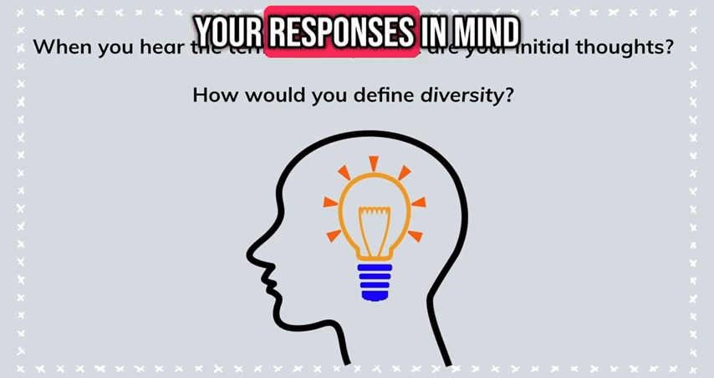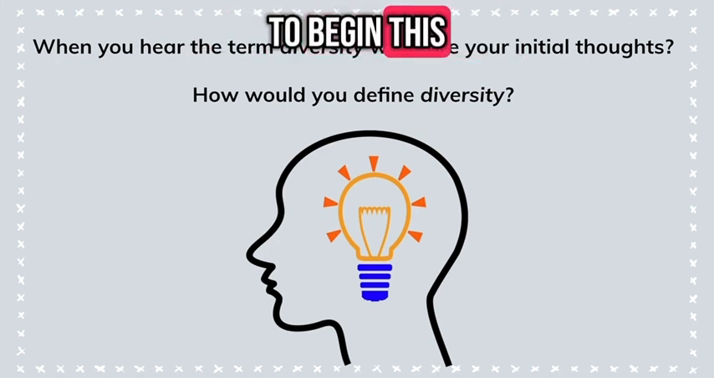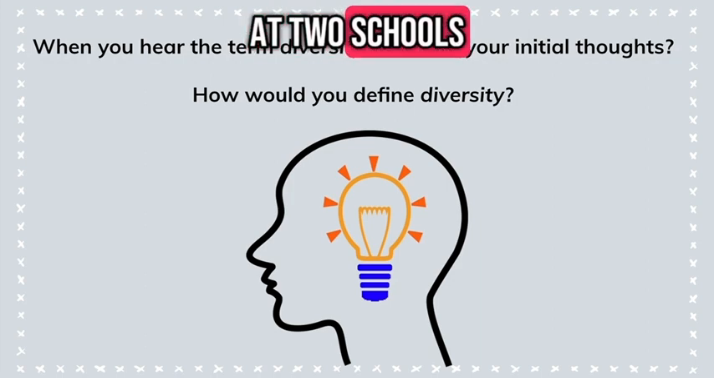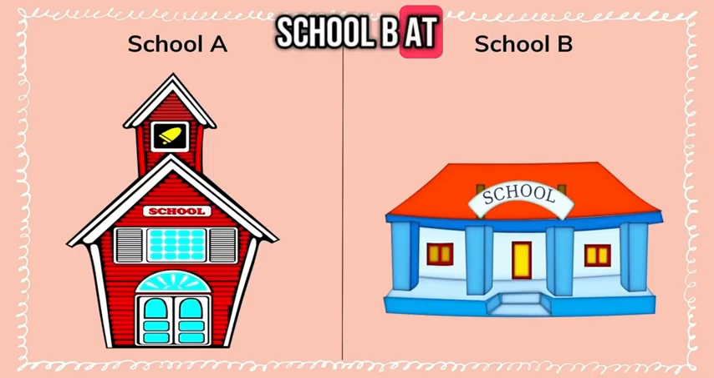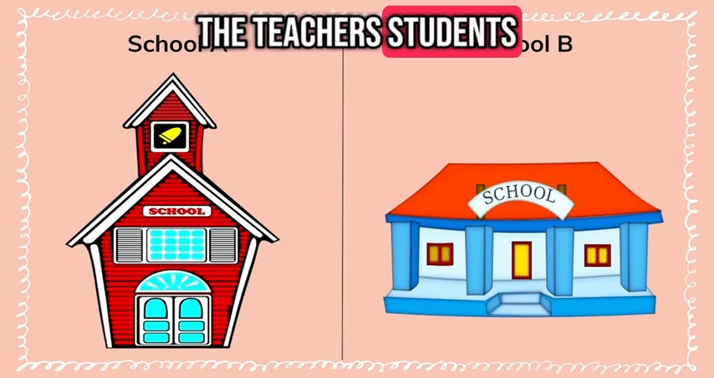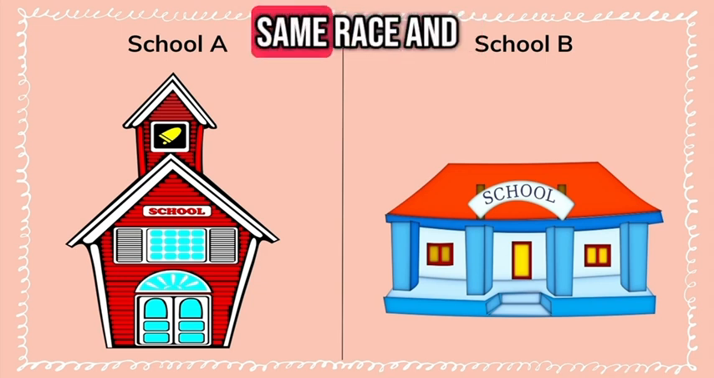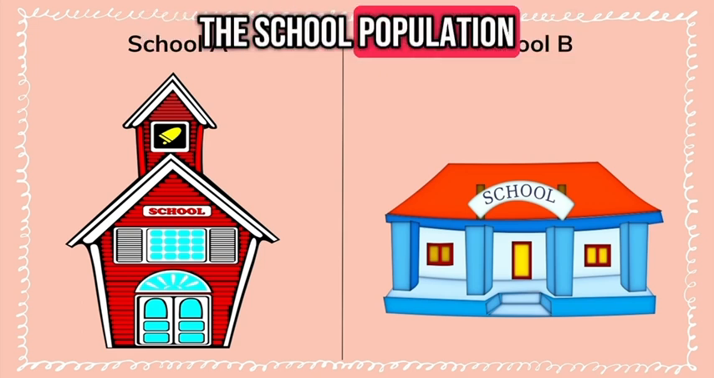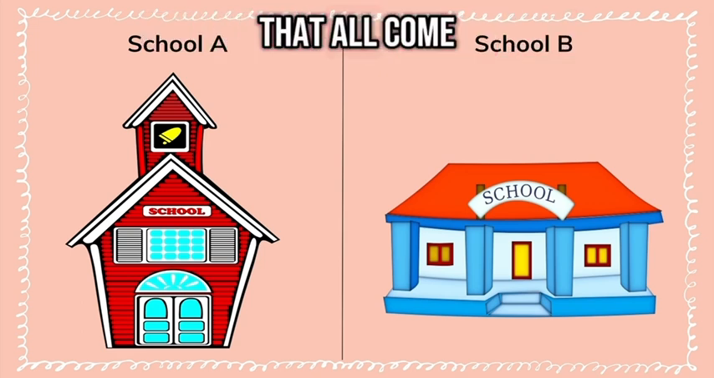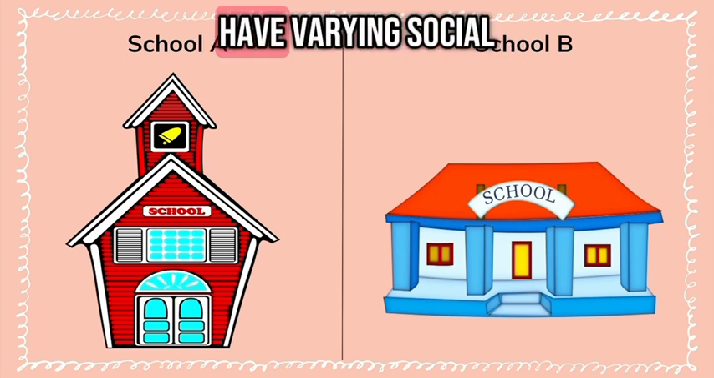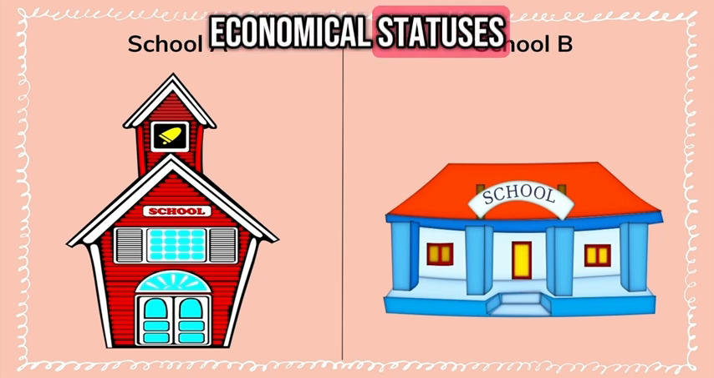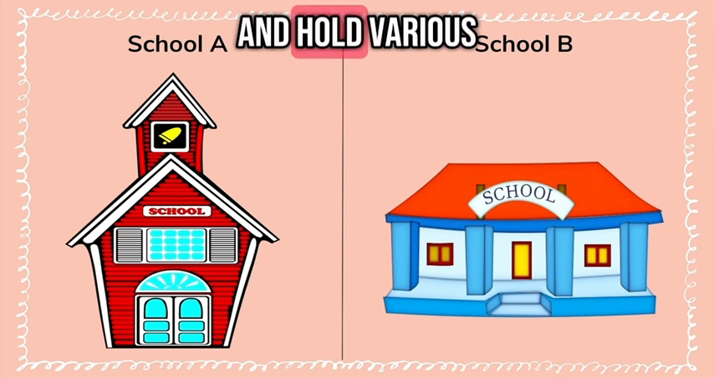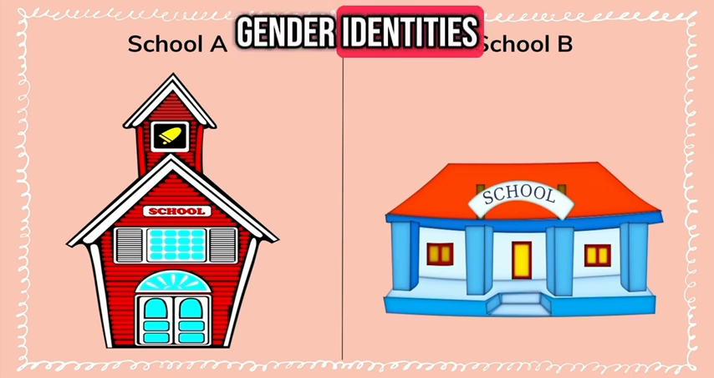As you keep your responses in mind, we are going to begin this lesson by looking at 2 schools, School A and School B. At School A, the teachers, students, and school staff are all the same race and/or ethnicity and share very similar cultural backgrounds. The school population is comprised of staff and students that all come from varying religions, have varying socioeconomical statuses, have varying ages, and hold various gender identities.